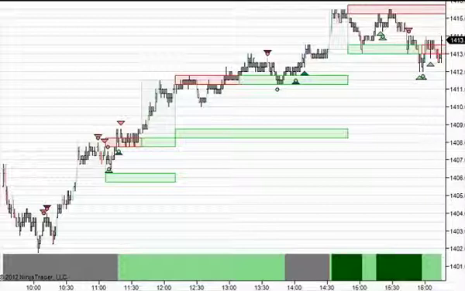It seems like weeks now of 5 and 10 point ranges, and we actually got a little bit of movement today. We had about a 15 or 16 point range, which is not that great in the big scheme of things, but of late it certainly was kind of nice.